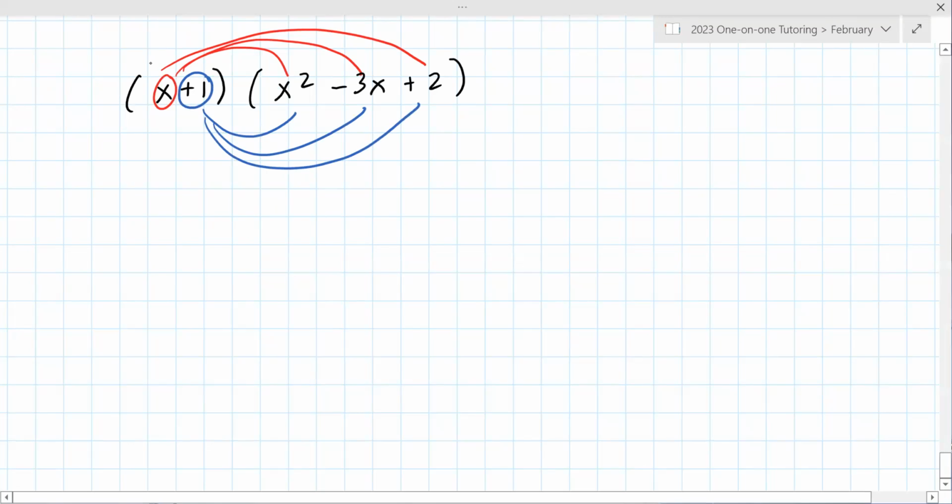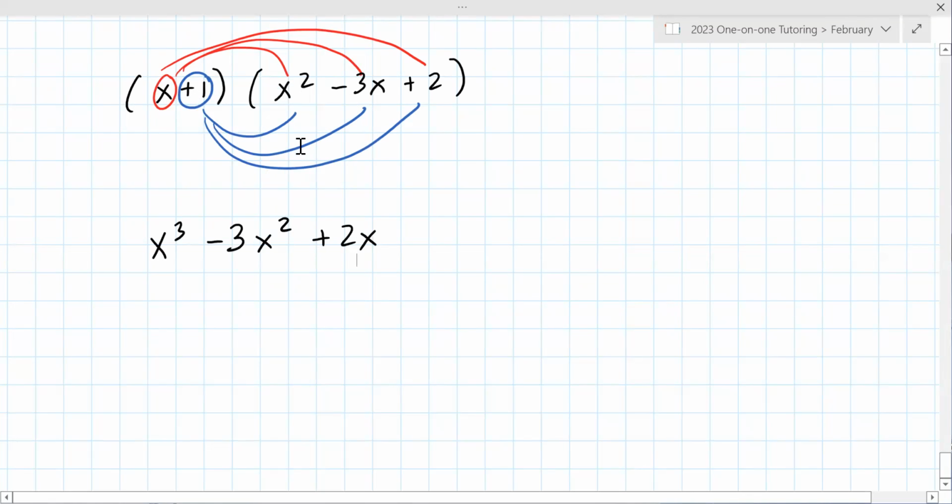Start with the x. X times x squared is x cubed. X times minus 3x is minus 3x squared. X times 2 is positive 2x. Is it okay how I got those? Mhm. So now you take the 1 and you multiply by each of these.